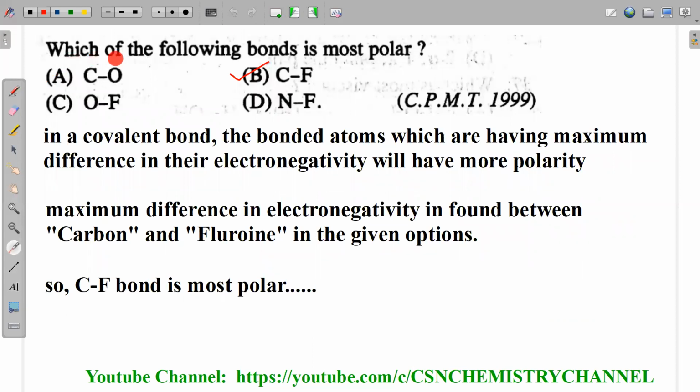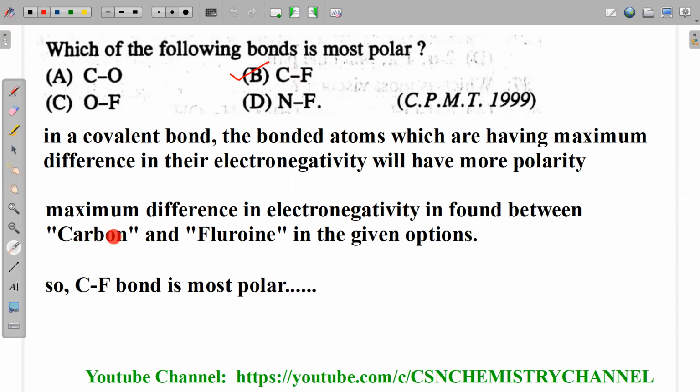Yes, next question. Which of the following bonds is most polar? All are covalent bonds: carbon single bond oxygen, carbon single bond fluorine, oxygen single bond fluorine, nitrogen single bond fluorine. Which bond is more polar? To become more polar, one element should have less electronegativity and the other should have more electronegativity. That means the two atoms in the bond should have the maximum difference in their electronegativity. Then only such a covalent bond is going to be more polar.